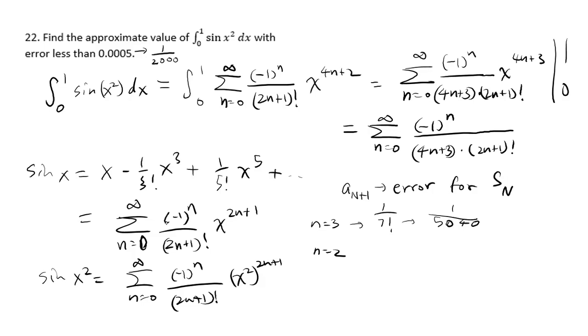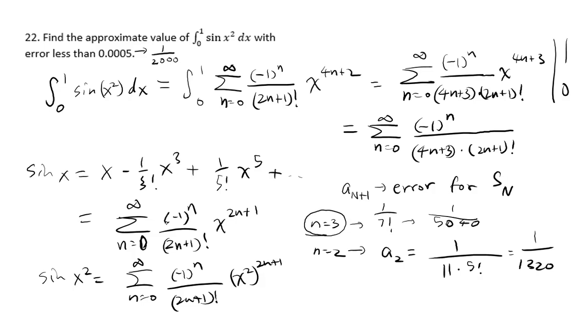So if n is 2, you're going to get a2 as 1 over 2 times 4 is 8. 8 plus 3 is 11. And then you get 5 factorial, which is 120. So it's only going to be 10320. And that's not good enough. It's still bigger than this. So it looks like you really need n equals 3.